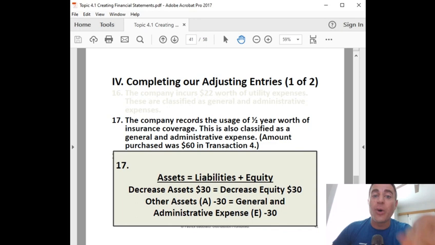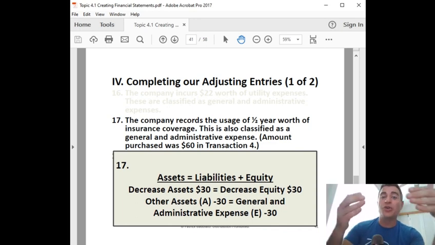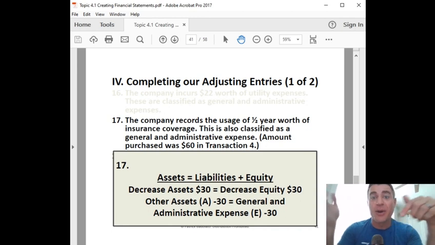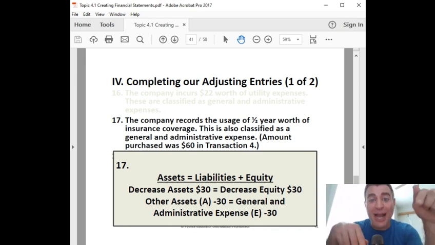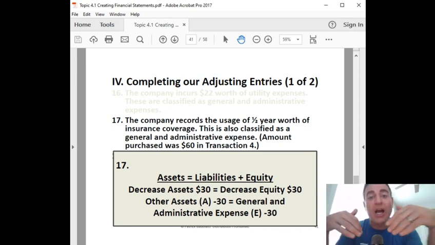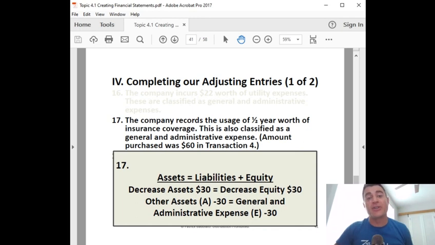Remember, this went into other assets because I put it in other assets. When I'm recording that it's been used up, I need to decrease other assets by the $30. So other assets goes down by 30, and then I recognize an expense, general and administrative expense, for $30 as well. So my equity goes down and my assets, in this case, other assets, go down as well. So my expenses are showing either obligations I have to pay or make good on in the future if I recognize a liability, or they're going to be associated with using up an asset as I have here.